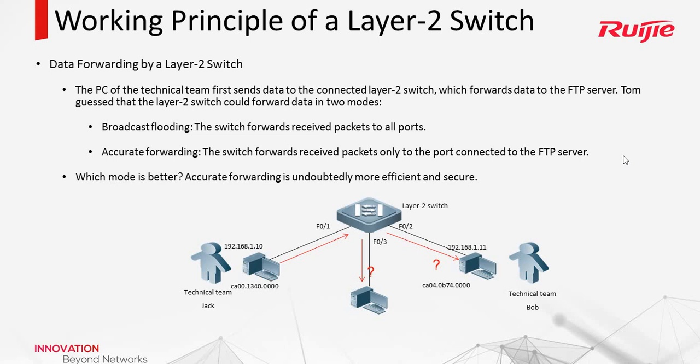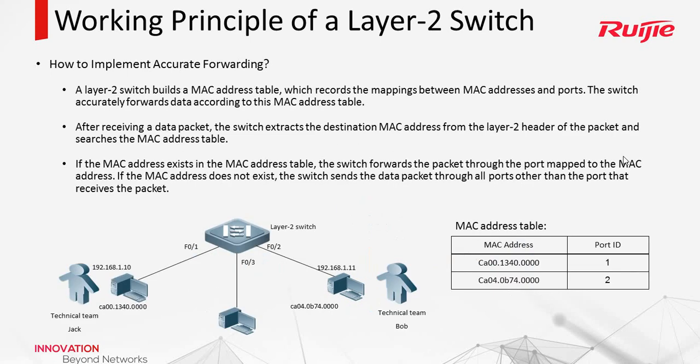When a switch receives a packet, it has two kinds of forwarding ways: broadcast flooding and accurate forwarding. Broadcast flooding means the switch will forward the packet to all of the interfaces, pay attention, except the source interface. Accurate forwarding means the switch will only forward the packet to the actual destination. Which mode is better? Of course, accurate forwarding is more efficient. But how to implement accurate forwarding?